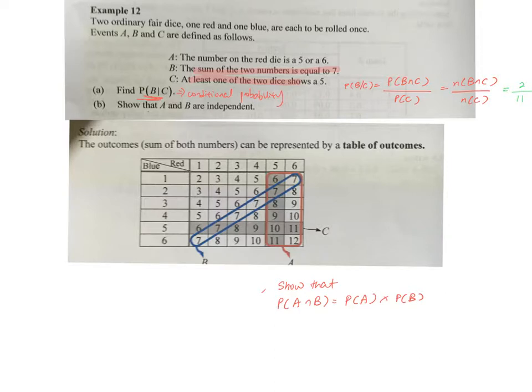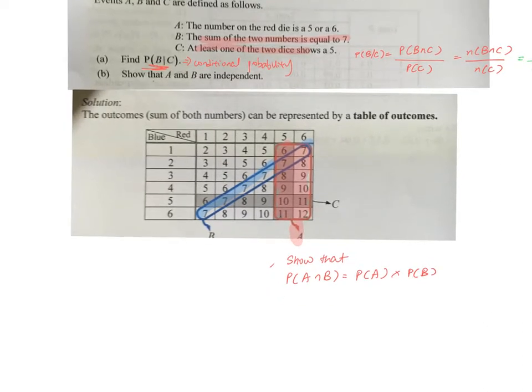If I look carefully, the sum of the two dice to be equal to 7 will be over this part. And C is where at least one of the two dice shows a 5. Sorry, this should be A intersect B. A is where I want the red die to be a 5 or 6, so there can only be this part. This is actually my A. So for the probability of A intersect B, there are again only two possibilities, these two. It's a total of 2 out of 36.